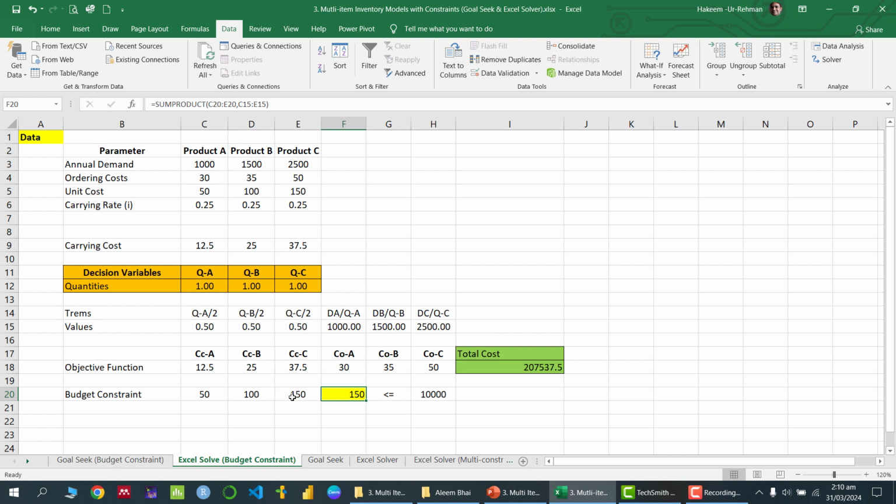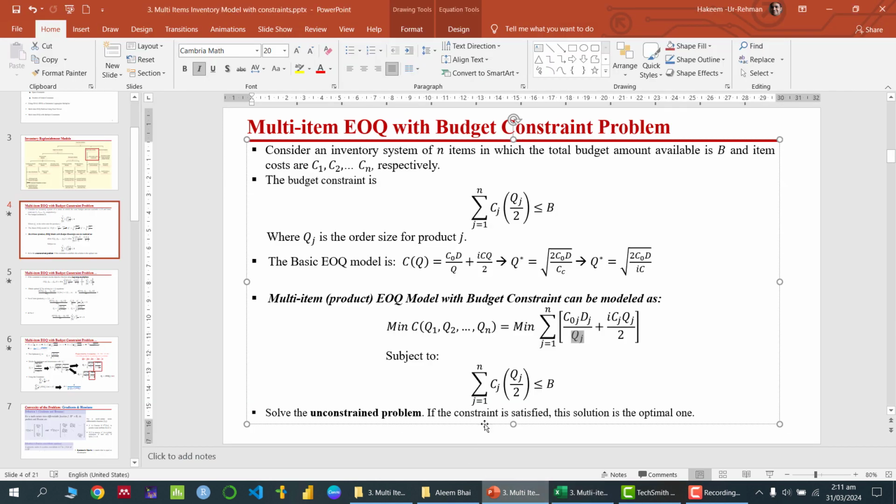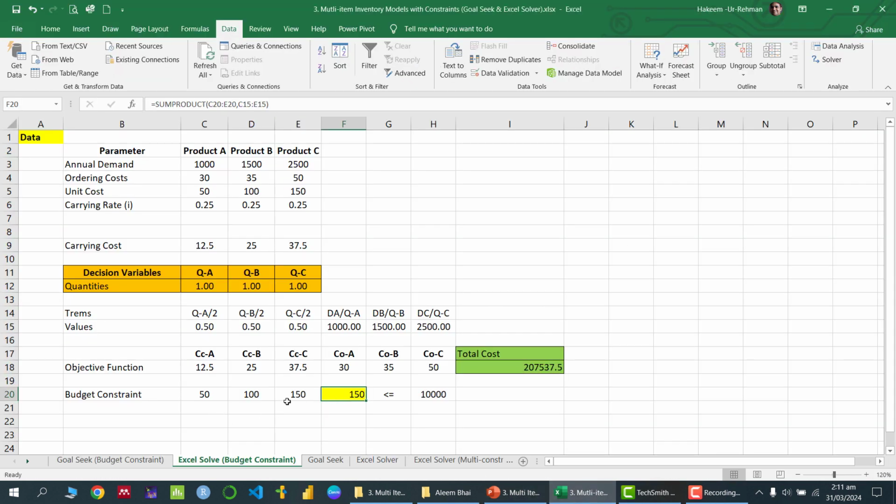So this should be multiplied by this one, which is basically the average inventory. Okay, Q over 2, which is 0.5 Q, this is this one. Okay, so that is what we are saying with this part. So we have the sum product, this is equal to c_j, this is c_j, this is c_j, for the unit cost of A, B, and C.